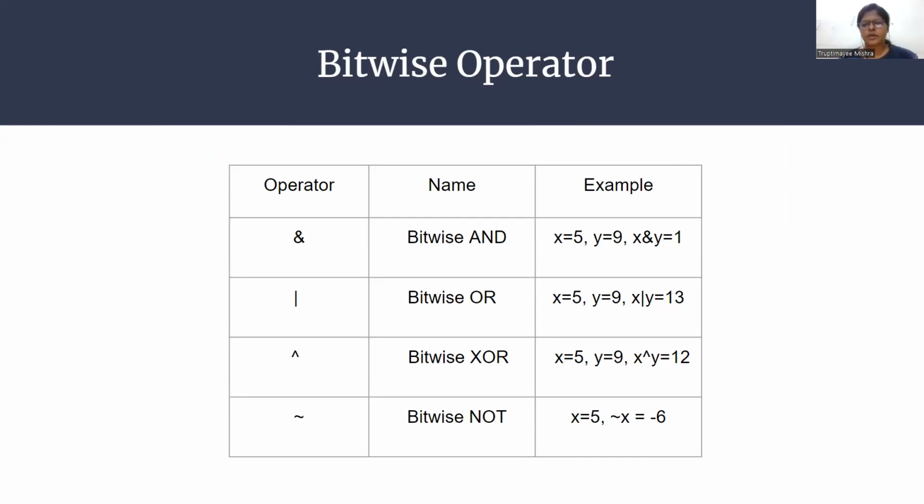So for the bitwise AND operator, the output is 1. By the OR operation, the output is 13. By performing the bitwise XOR operation, the output is 12. And for the bitwise NOT operator, the output is -6.